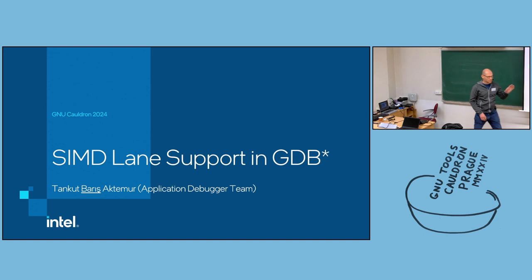So this is the session about SIMD lane support in GDB. I'm going to show some examples about how we do it in the downstream debugger for Intel GPUs, and then Lancelot will take over. We hope that we will show some examples. We will try to keep it short, and then there would be time for discussions.